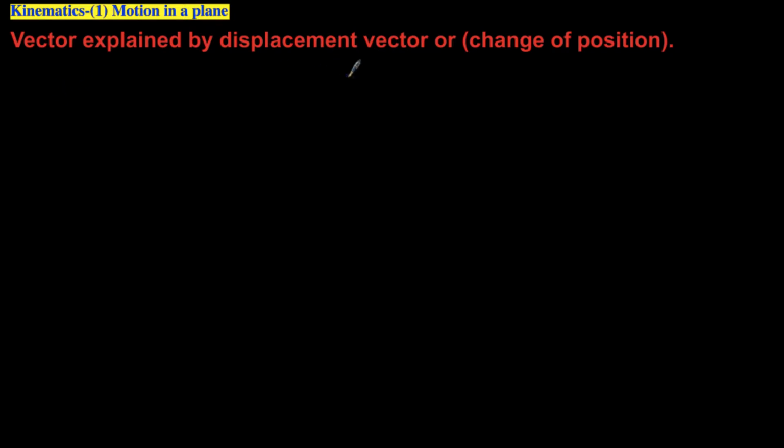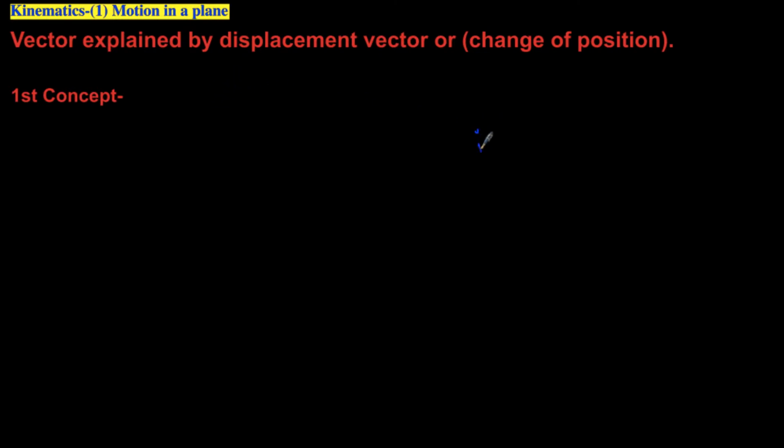Now the vectors explained by displacement vector, or change of position. I have told you about this displacement vector in previous lectures by animation. You can go and see that video, where I explained in a very efficient way by animation, so you can understand the difference between distance and displacement. Here I am explaining vectors by displacement vectors. So in this we will see the first concept.